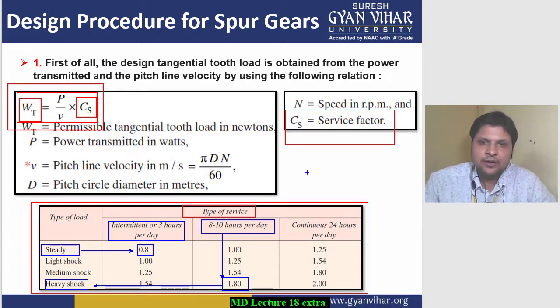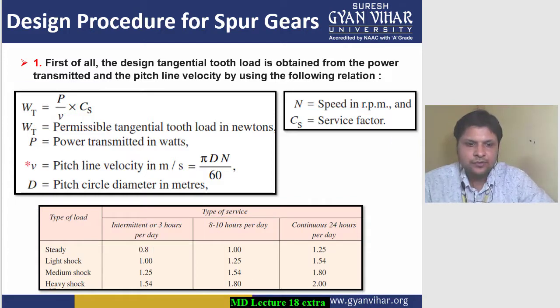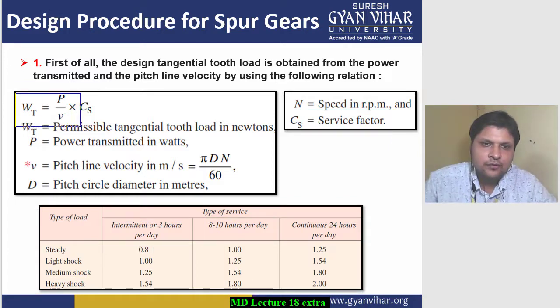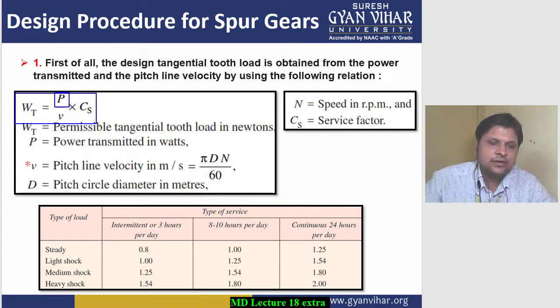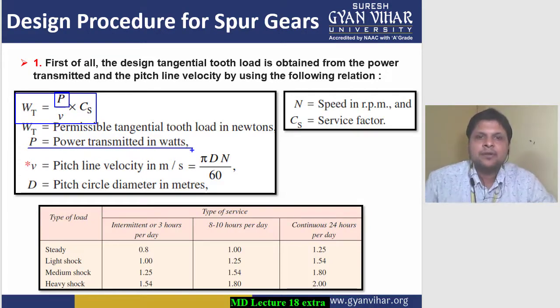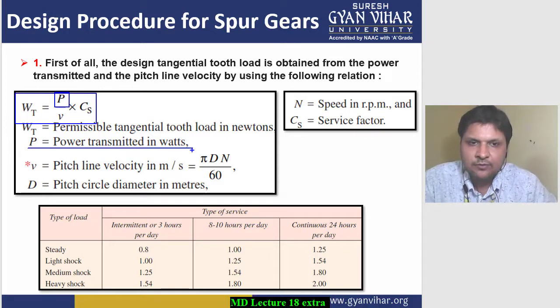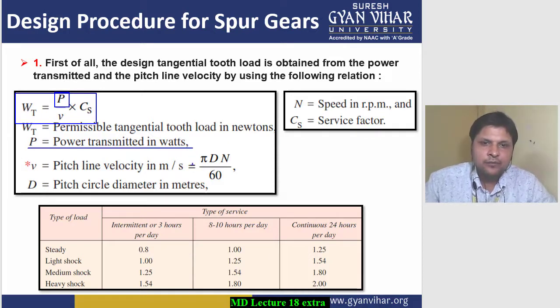Alright, so in this way you can calculate the CS service factor, which is used in this formula for calculating the tangential load. Apart from it, the tangential load can be obtained from the power value, the power transmitted in watts. This is the input variable which will always be given to you, that is, what power you have to transfer with the help of the gear. We all know power divided by velocity, P by V, gives you the tangential load.